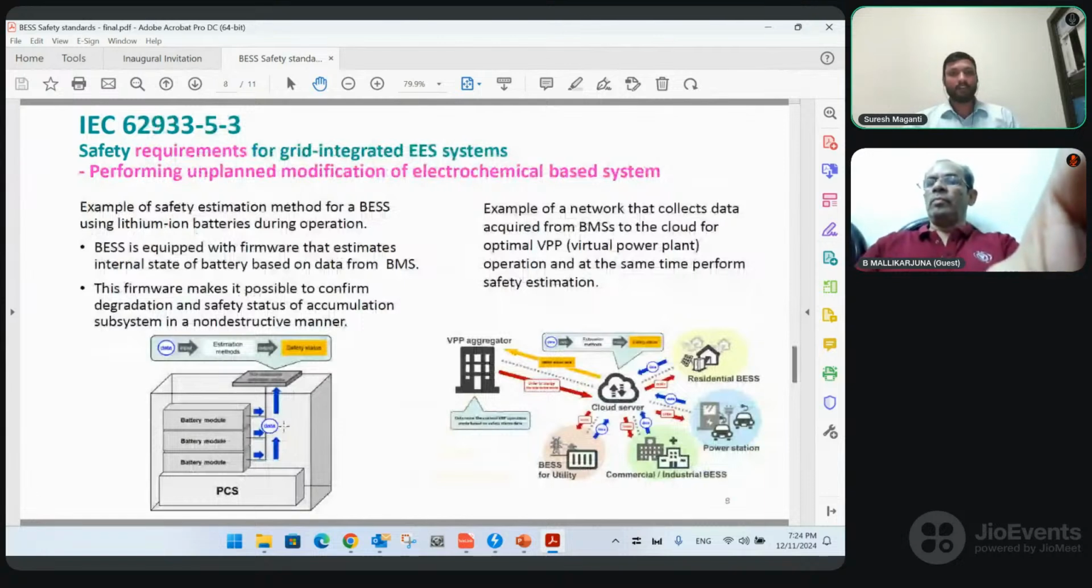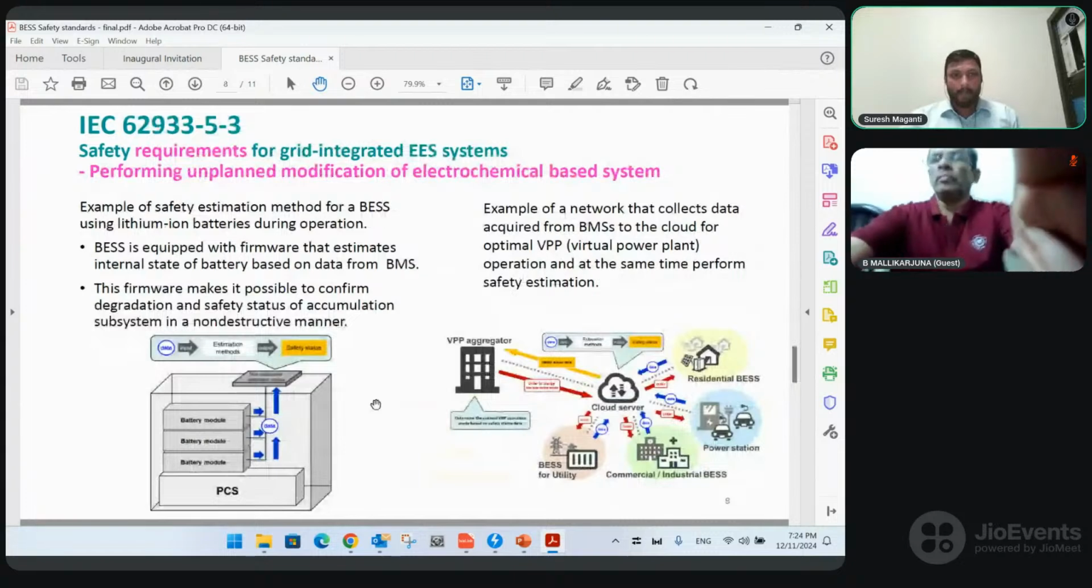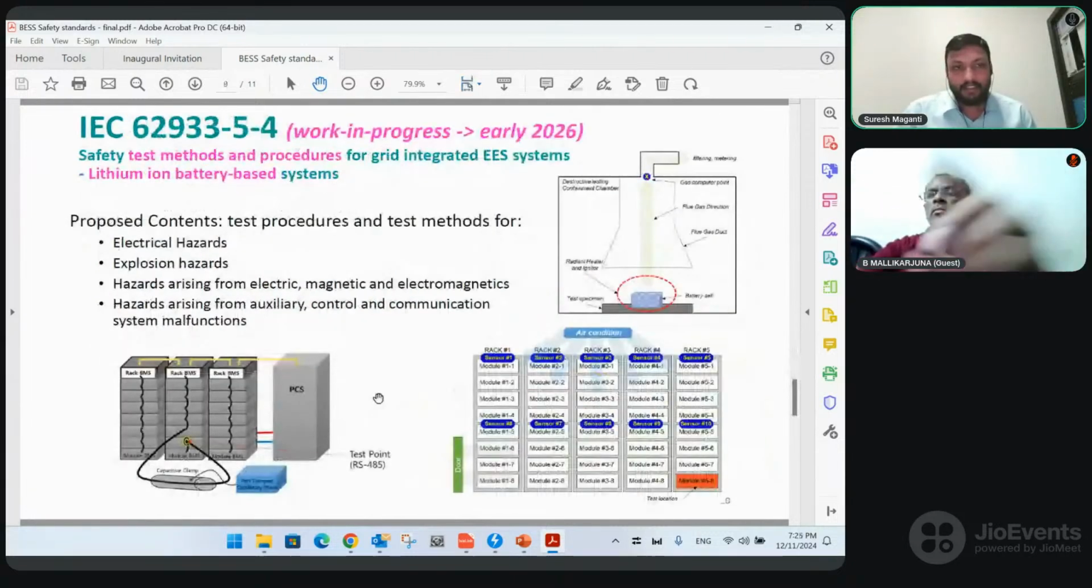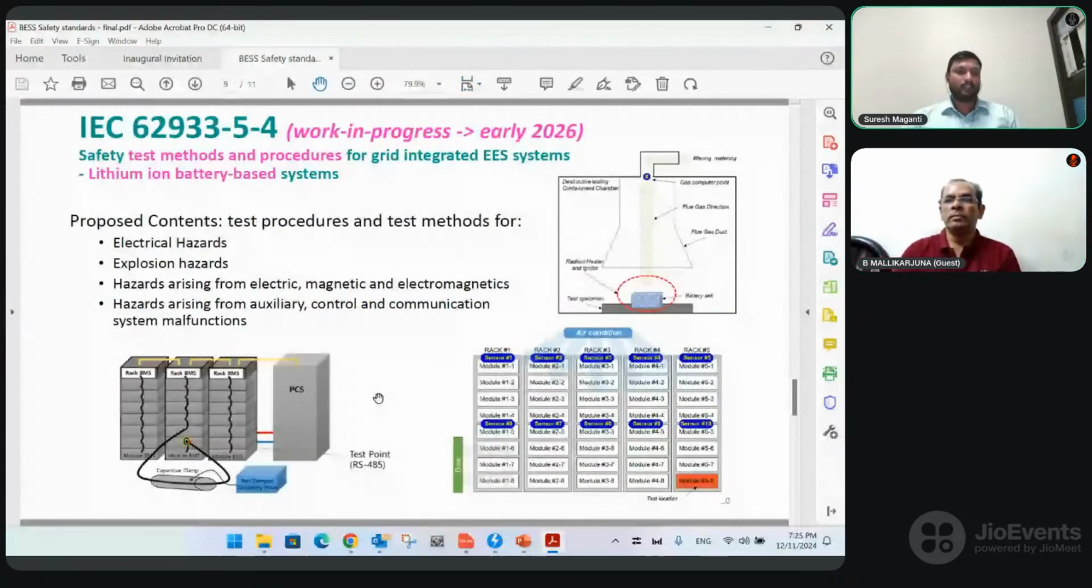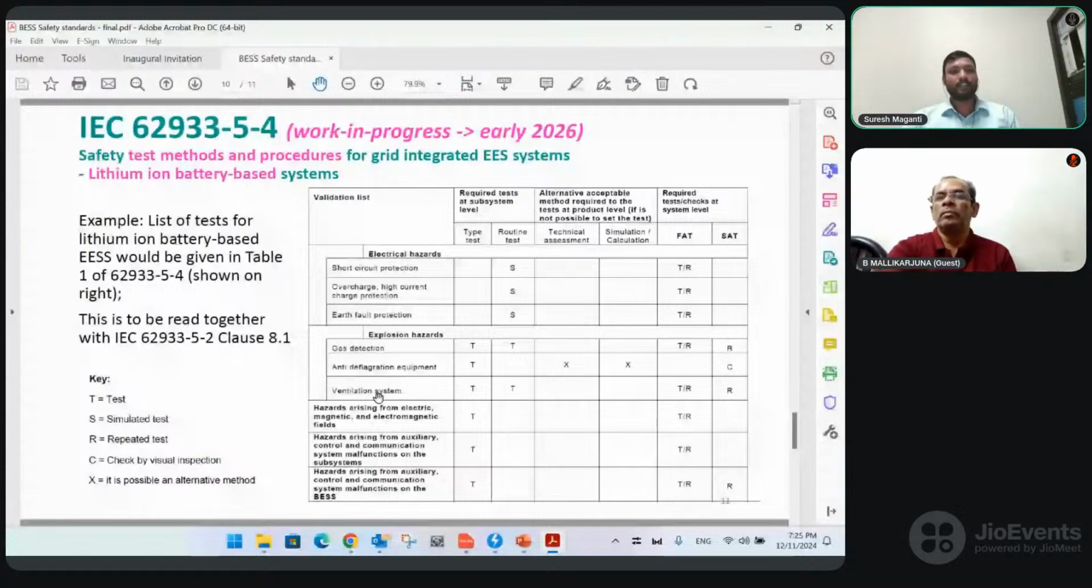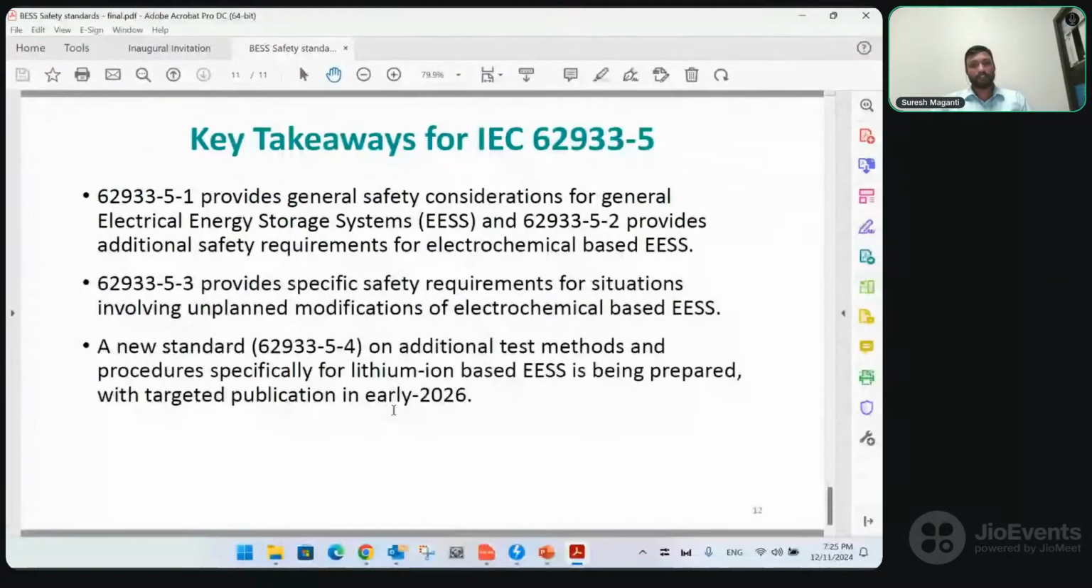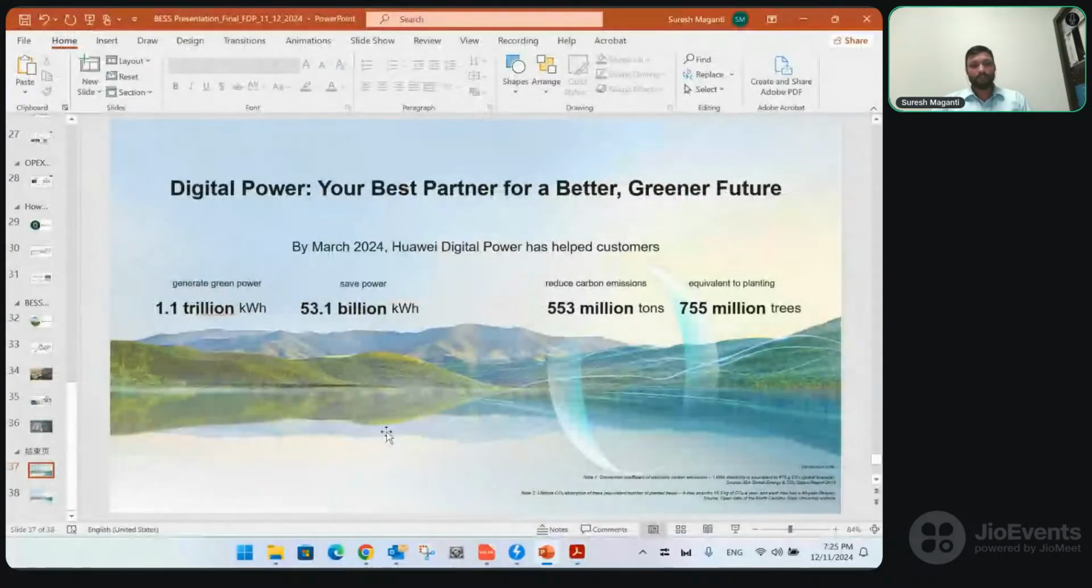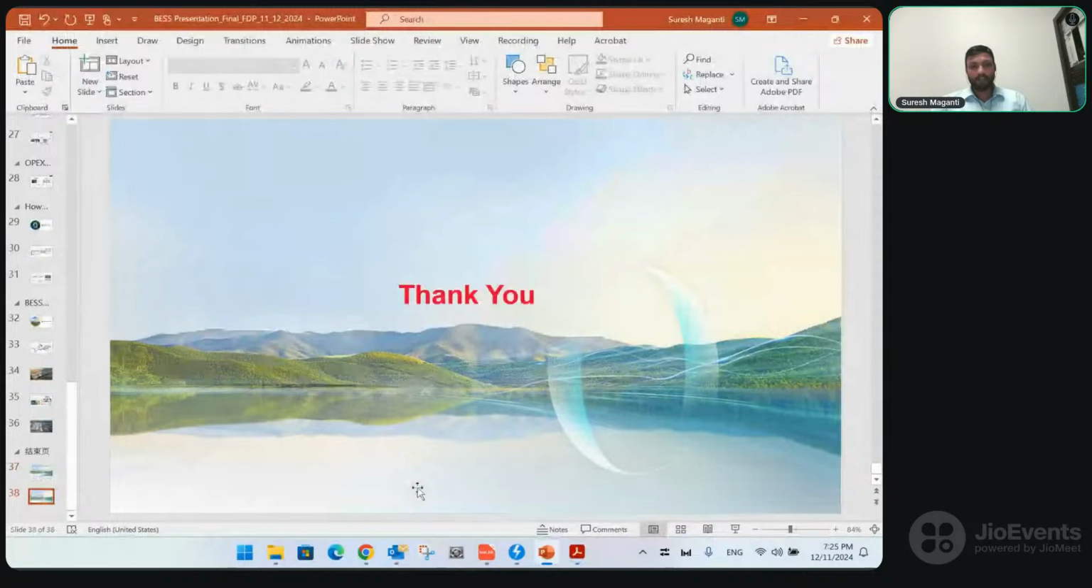This is another type of standards. The main key takeaway of these standards is to learn the safety requirements of the battery energy storage system, especially when we integrate with the grid energy storage systems. This is what exactly they talk about. If you have any questions, you may ask.